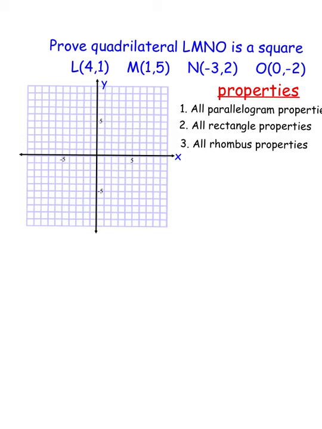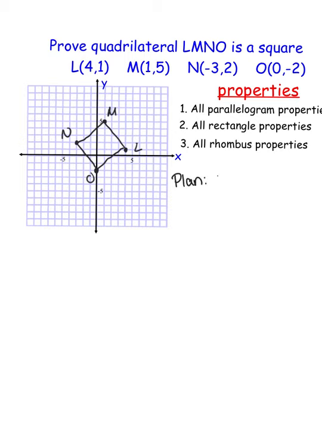So when I do this proof, the first thing I'm going to do is graph the picture. So I've got (4, 1), (1, 5), (-3, 2), and (0, -2). And that's L, M, N, and O. Now there are several ways that you can prove a square. I'm going to go with the easiest way, and that's with our distance formula.